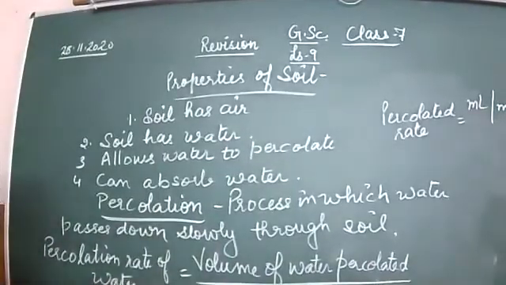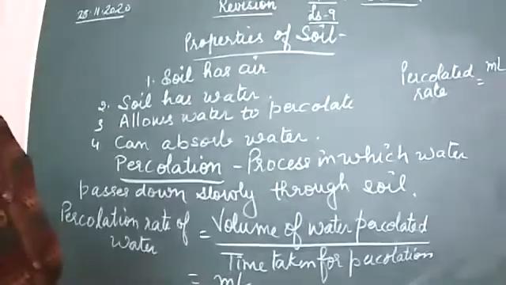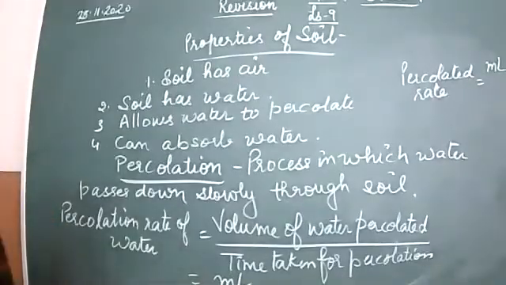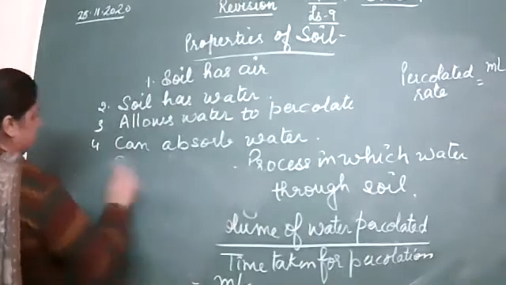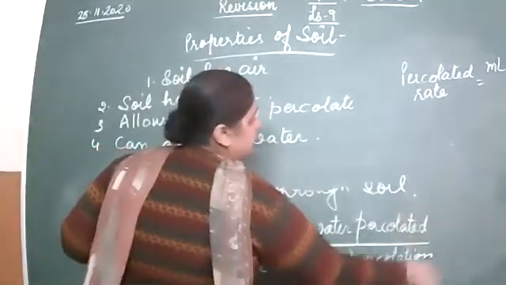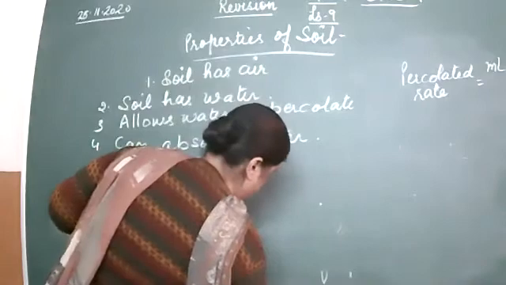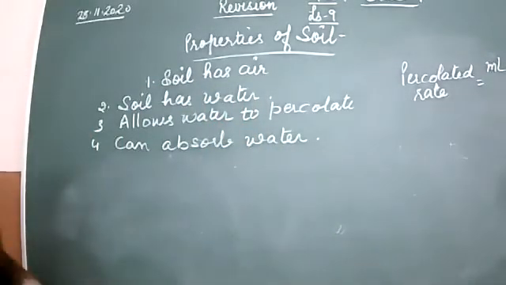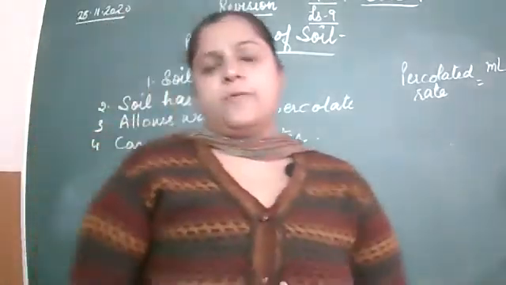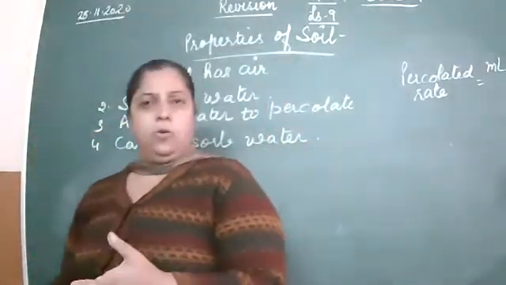Okay. Now students, numericals are asked based on this formula, right? Coming to the last property that we are going to do, that the soil can absorb water. Again, beta, it is based on percolation. You know soil absorbs water. How can we prove it? To prove it, we have to take different types of soil: sandy soil, clay soil and loamy soil.